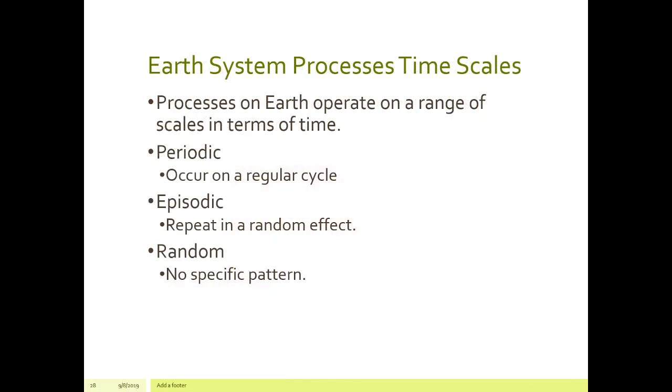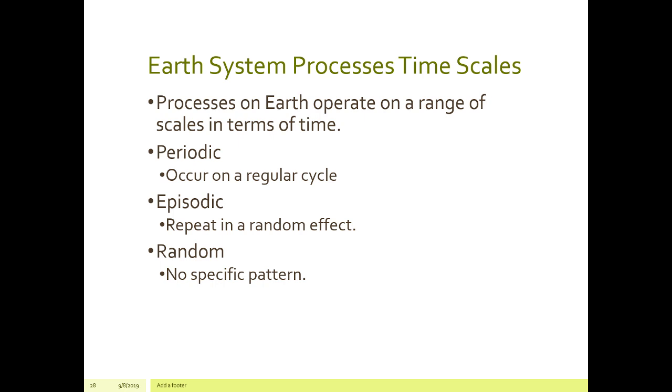So when we look at different changes that occur on Earth, we look at different timescales. The different types of Earth's timescales are periodic, episodic, and random. Periodic occurs on a regular cycle. Every 1,000 years this thing happens. Episodic occurs and continues to occur, but it's fairly random. It repeats, but there's not a specific period to it. And then random timescales are just, there's no pattern. There's an unknown pattern that it happens, and it might happen again or it might not.